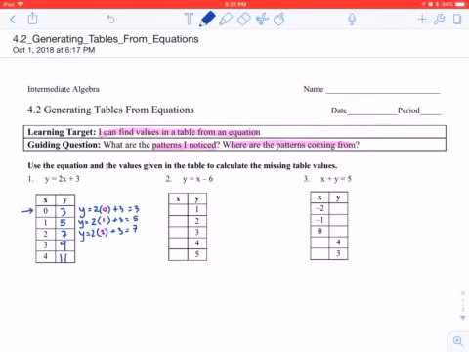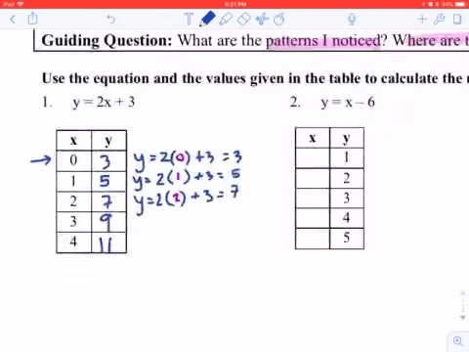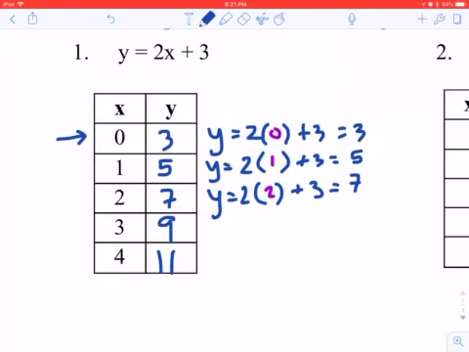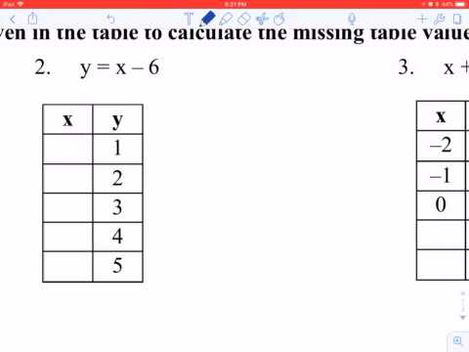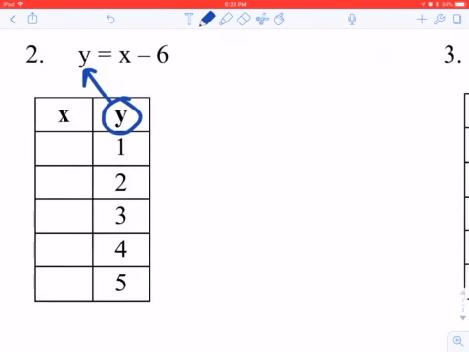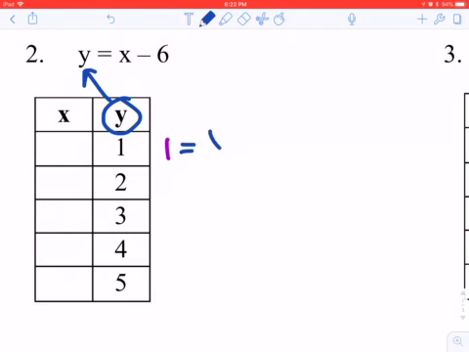Okay, let's do another one, number 2. So here, this one is the opposite. For number 1, I gave you the x values, and you needed to find the y. Here, I give you the y's, and you need to find the x. So again, this is a relationship. Now we're going to plug these y values into where y goes. I'm going to substitute it in. So for y equals 1, I'm going to write 1 is equal to x minus 6.